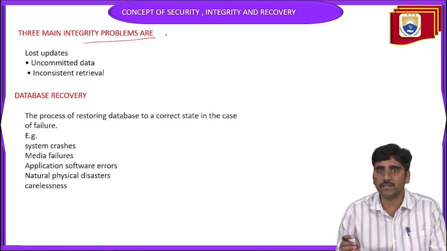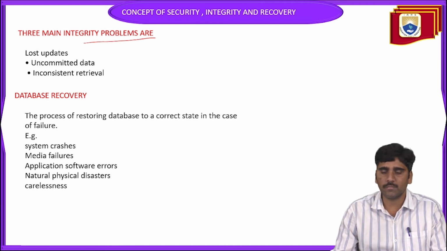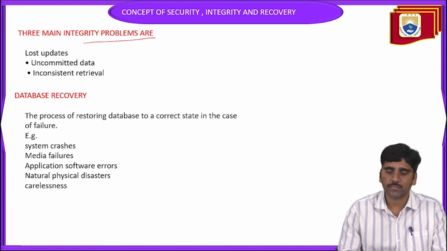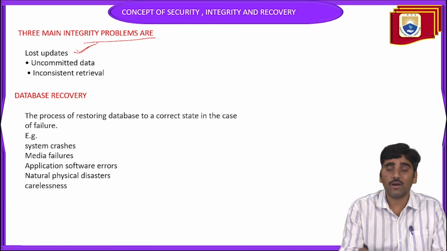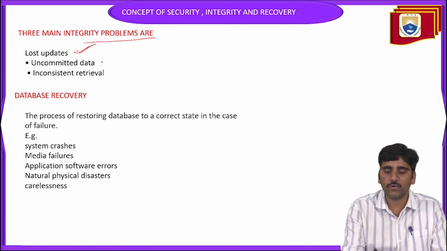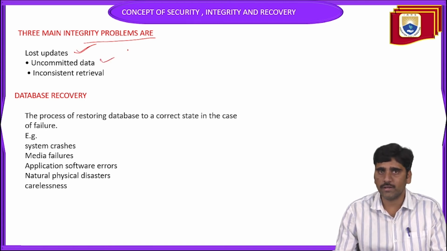So what are the main integrity problems? Okay, benefits we know, but integrity problems. When we are having the last updates, due to power failures or some other reasons, we are going to lose the data. At the time when we lose our updates, if your data is not committed, then we may lose the data, we may lose the update also.